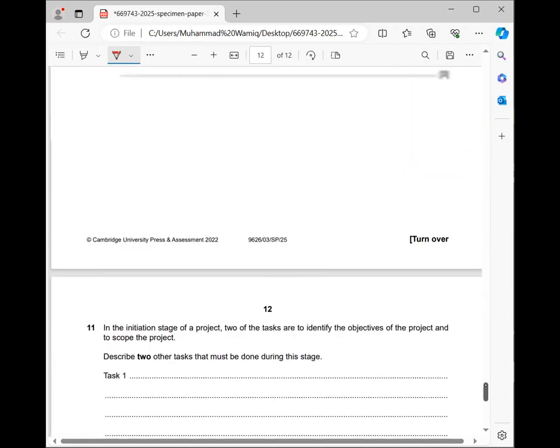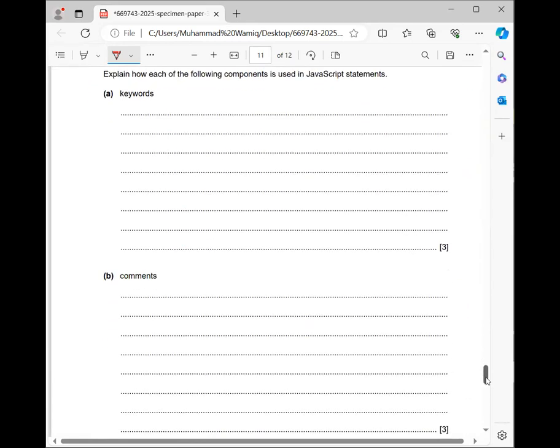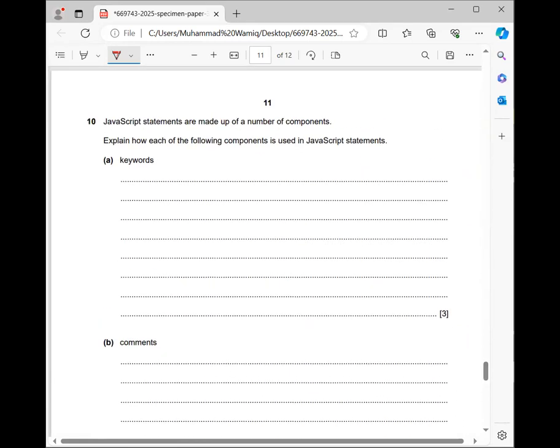Now, question number 10. JavaScript statements are made up of a number of components. Explain how each of the components are used in a JavaScript statement. Keywords, for 3 marks. In JavaScript, how do we utilize keywords?